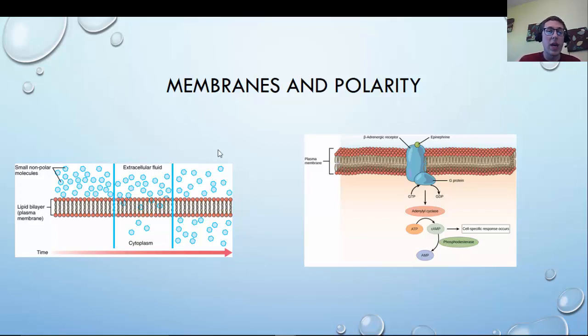But other things, big things, or polar things like epinephrine need to bind to a receptor. When they bind to a receptor, that's going to cause something else to occur. It can cause a secondary messenger like cAMP to be used, but it's going to cause some process to occur and some response to occur downstream. Membranes, remember, nonpolar can get through, polar has to use some other mechanism, some receptor to cause its function or its effect.